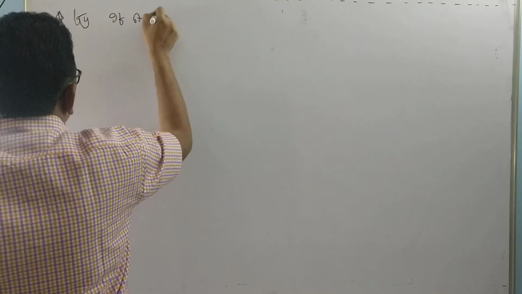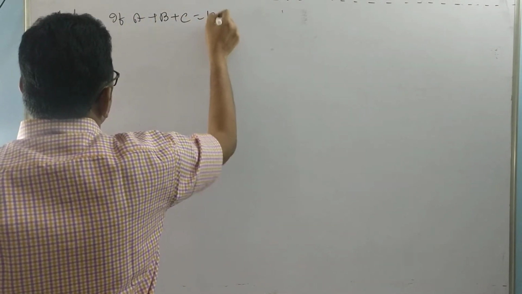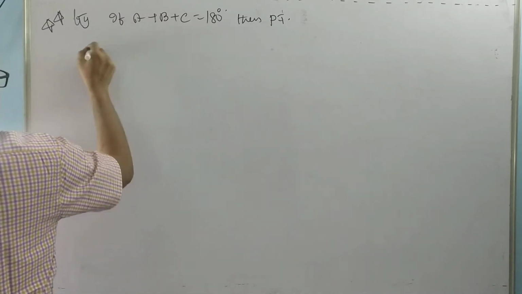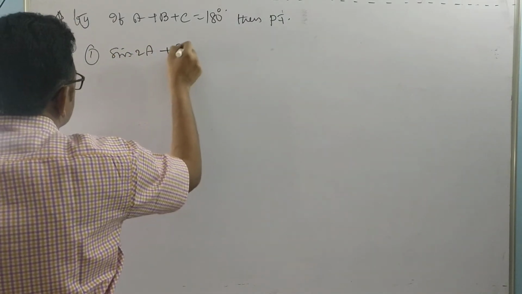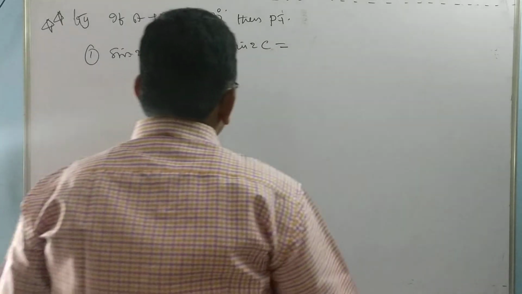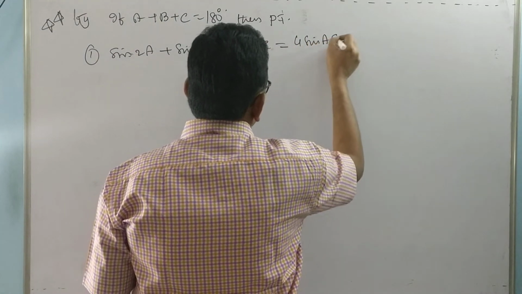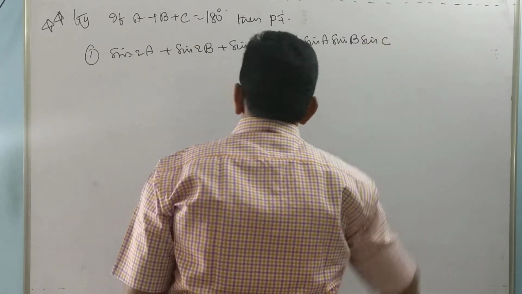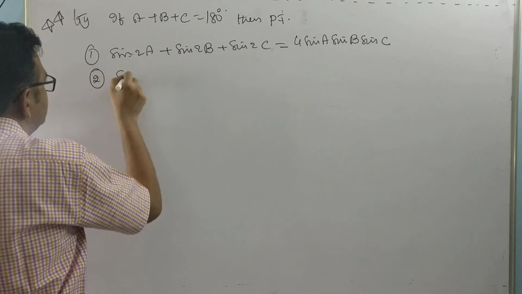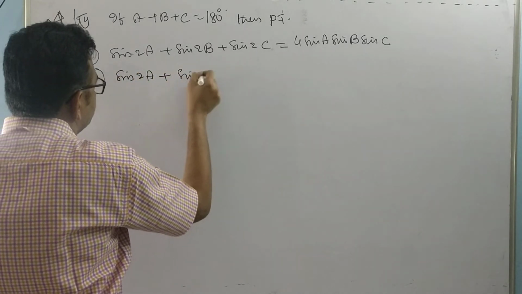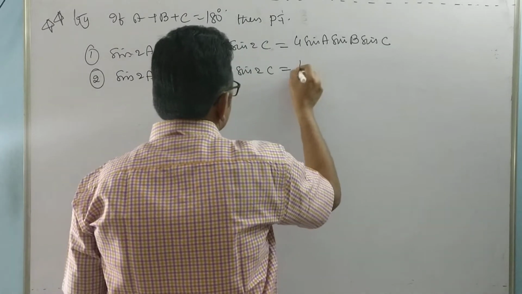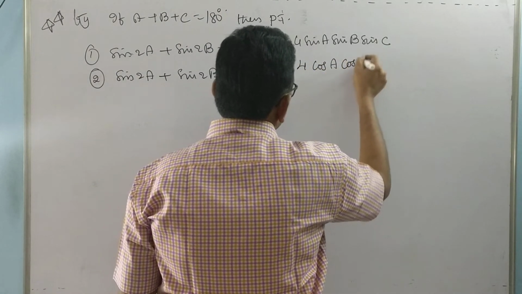If A plus B plus C is equal to 180 degrees, then prove that first one: sin 2A plus sin 2B plus sin 2C is equal to 4 sin A sin B into sin C. Second problem, prove that sin 2A plus sin 2B minus sin 2C is equal to 4 cos A cos B sin C.